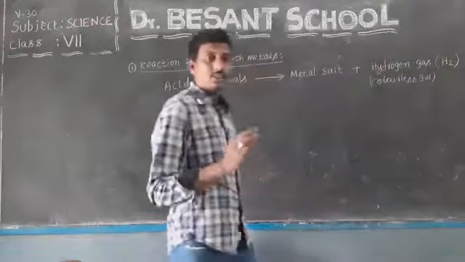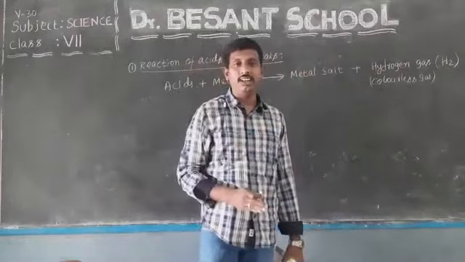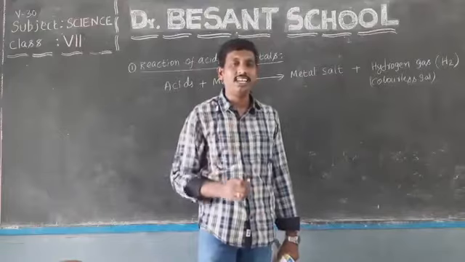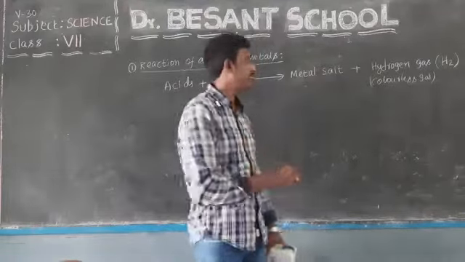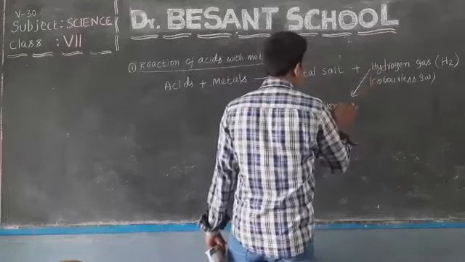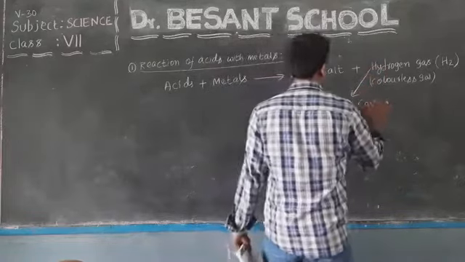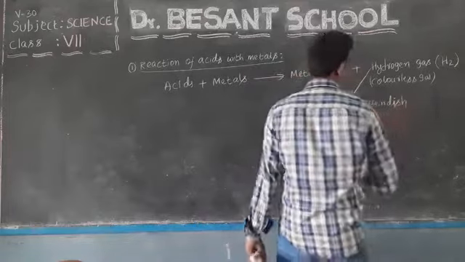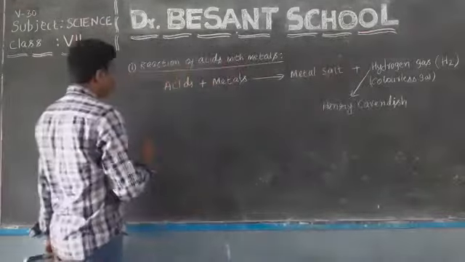Okay, my students. So, when acids react with metals, a colorless gas is evolved. What is that colorless gas? Hydrogen gas. Who discovered this hydrogen gas? Yes, Sir Henry Cavendish. Sir Henry Cavendish.